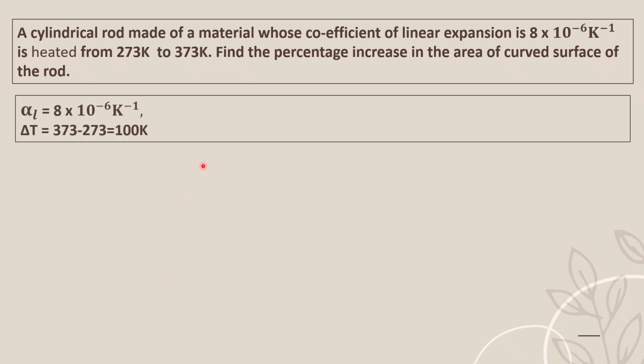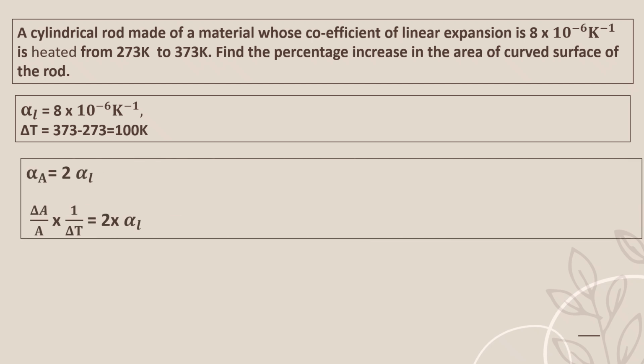Given the coefficient of linear expansion alpha L is equal to 8 into 10 raised to minus 6 Kelvin raised to minus 1 and the difference of temperature, that is delta T, is equal to 373 minus 273 equal to 100 Kelvin. We have the coefficient of area expansion alpha A equal to 2 times alpha L. The equation for alpha A is delta A by A into 1 by delta T, where delta A is change in area and A is original area.